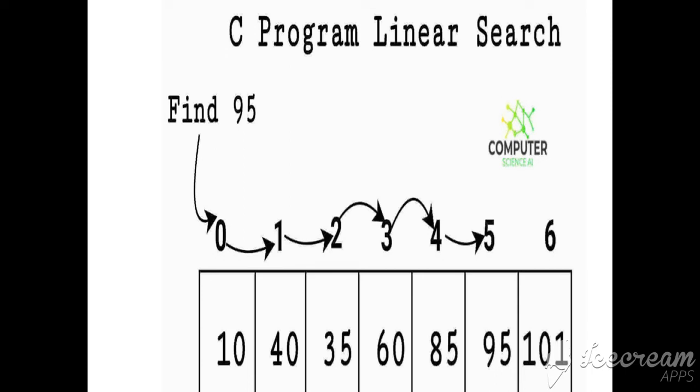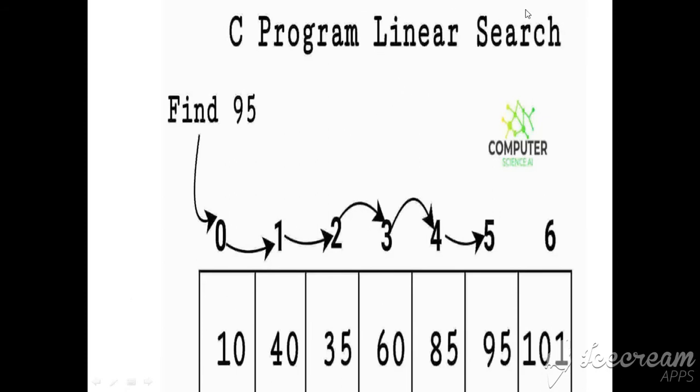This is a program for the illustration of the linear search, an application of one-dimensional arrays. As you have a pictorial representation here, assume 10, 40, 35, 60, 85, 95 and 101 are the elements which are located within a one-dimensional array. That is, 10 would be located at A of 0, 40 at A of 1, 35 at A of 2, then 60 at A of 3, 85 at A of 4, then 95 at A of 5 and 101 at A of 6. So these are the elements within the array.